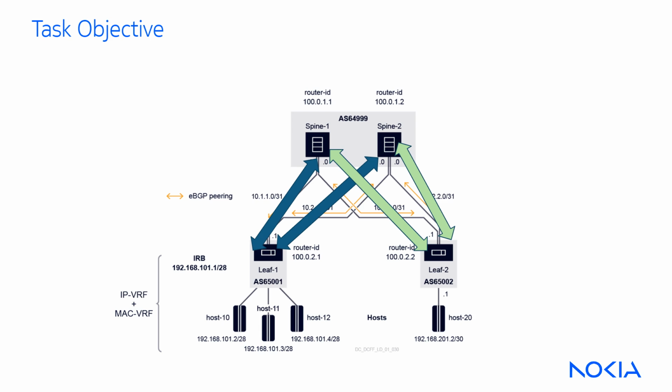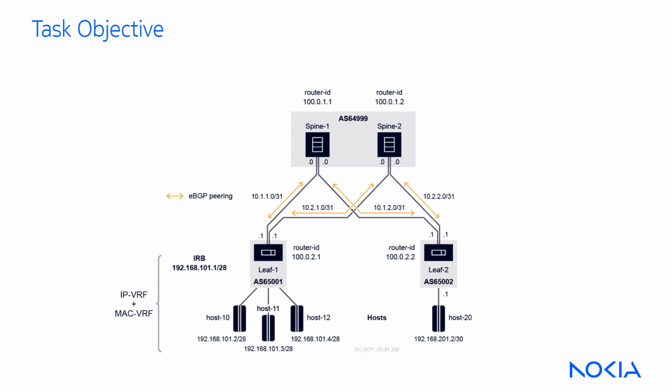In our lab, BGP has been configured between the leaf and spine routers. The eBGP sessions are established. Leaf 2 is advertising its host 20 subnet. On Leaf 1, the default eBGP import policy has been modified to accept all routes received from the spine routers. We will now configure an export routing policy that allows Leaf 1 to advertise the subnet of its connected hosts 10, 11, and 12 to its eBGP peers.